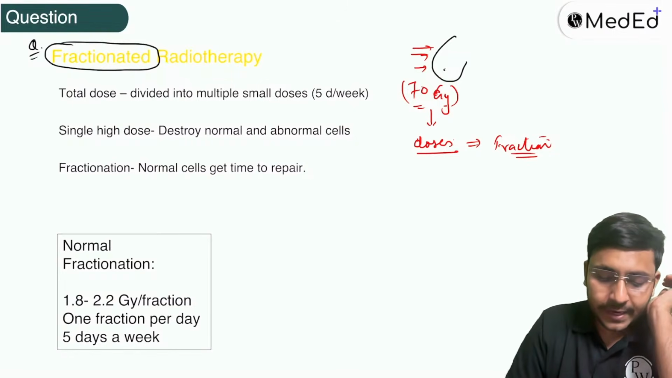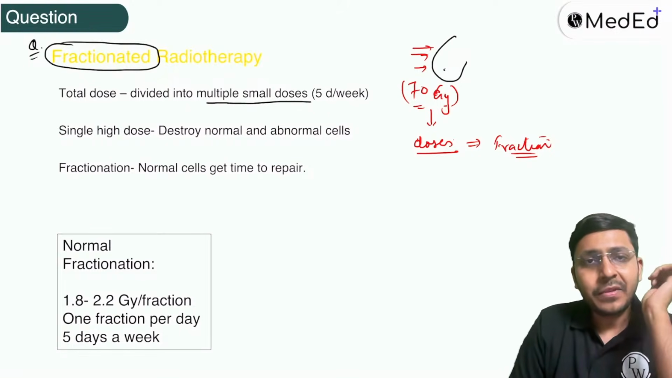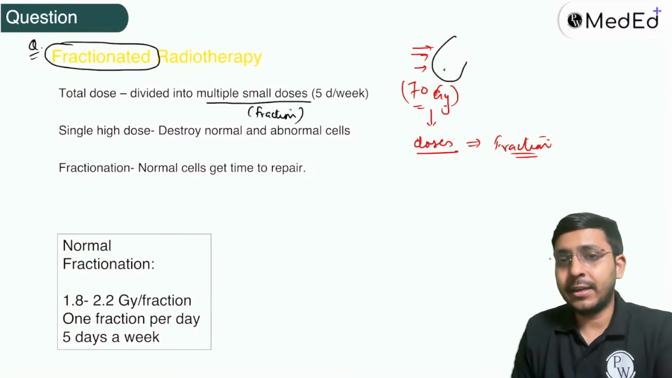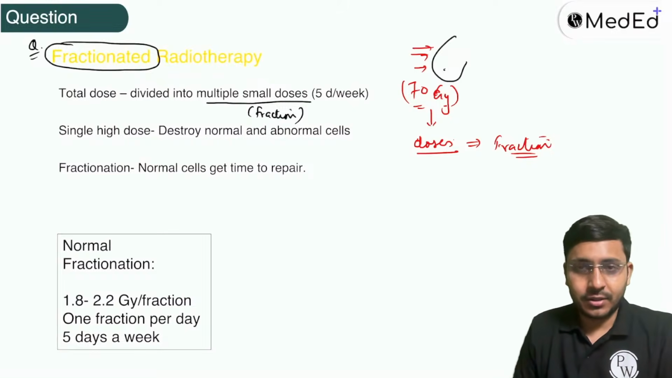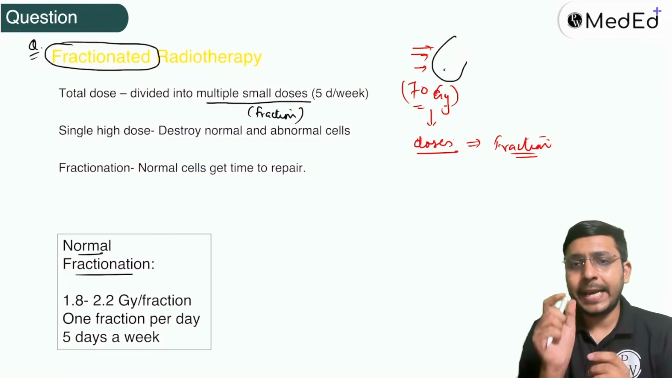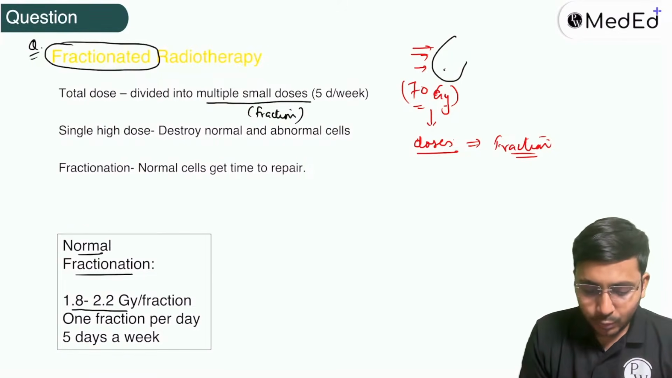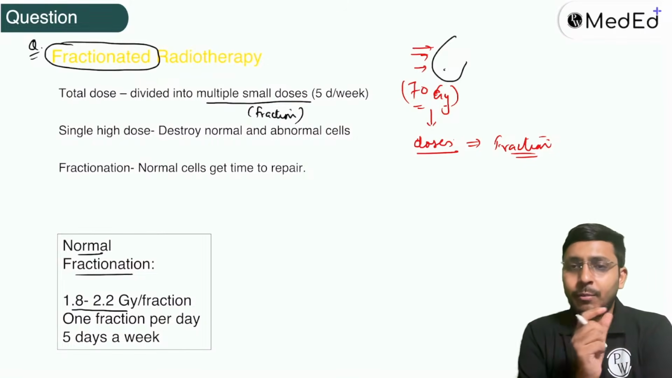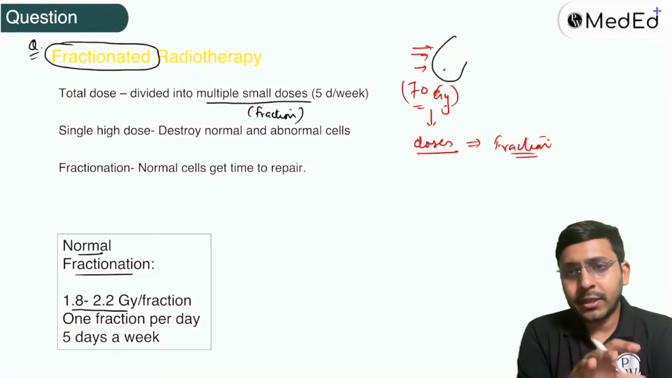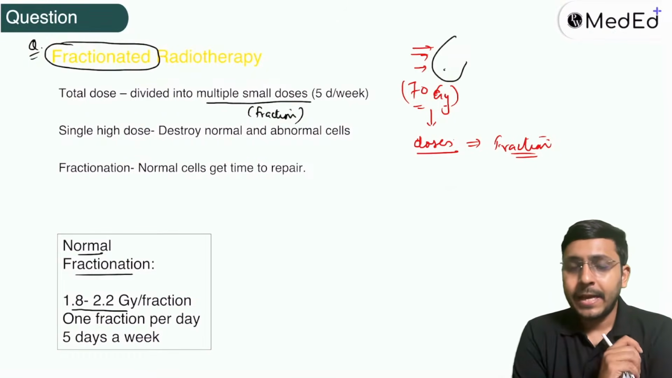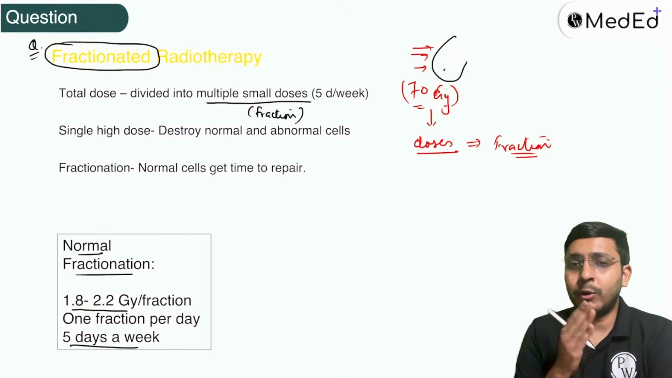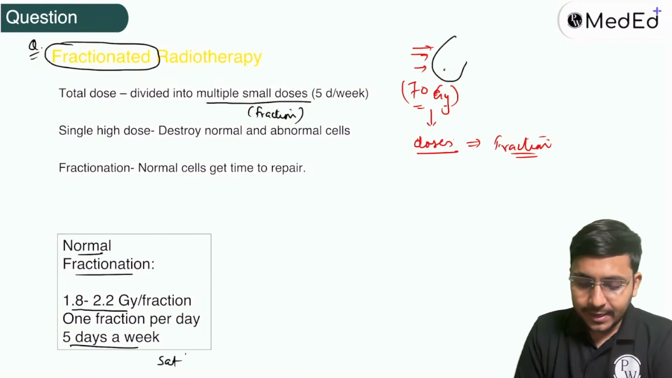Right? So total dose is divided into multiple small doses. Each dose is known as a fraction. And hence the radiation therapy is known as fractionated radiation therapy. Now, how do you give this fraction? A normal fractionated radiotherapy is that in one fraction we will give 1.8 to 2.2 gray, right? Very small amount of radiation, and we'll give one fraction per day. That is, the patient will come in the morning, get radiation therapy, and then go home. He'll come again tomorrow. So we give it 5 days a week: Monday, Tuesday, Wednesday, Thursday, Friday, and Saturday and Sundays are off.